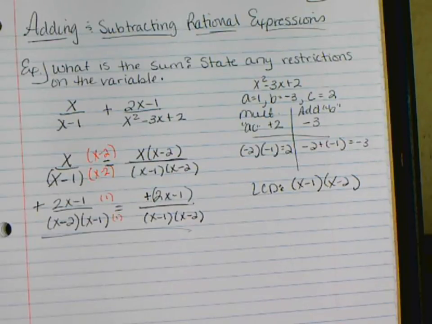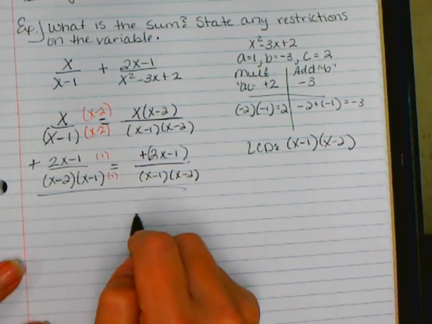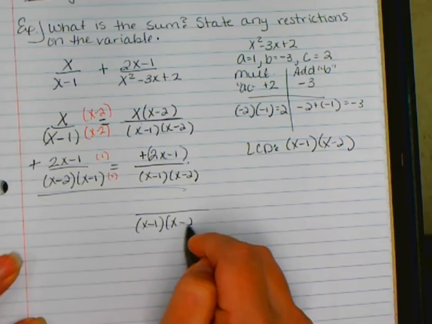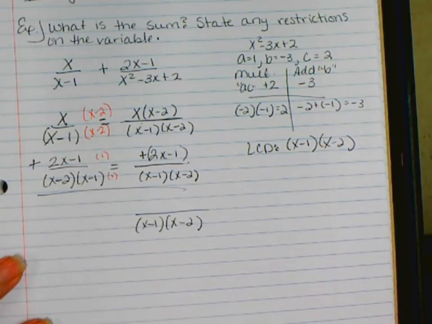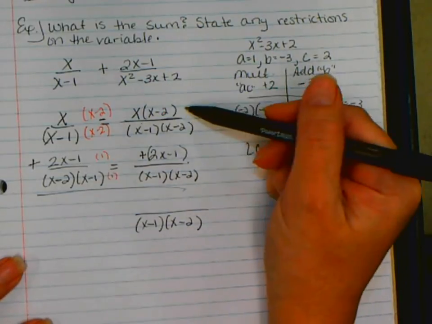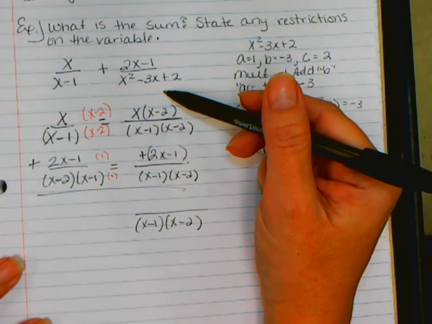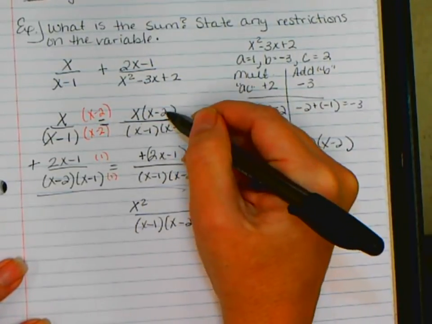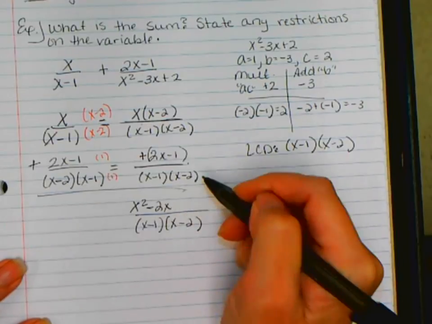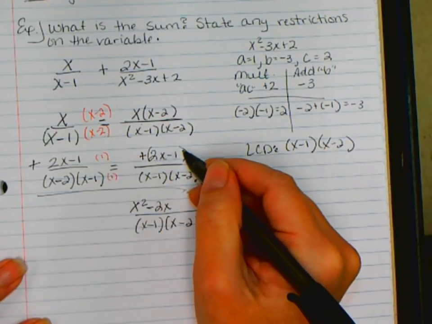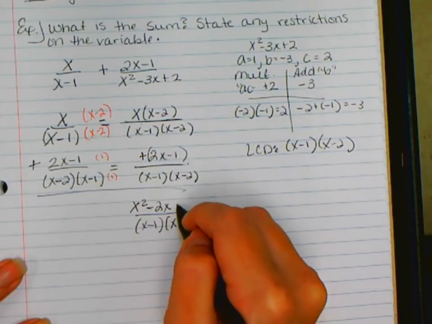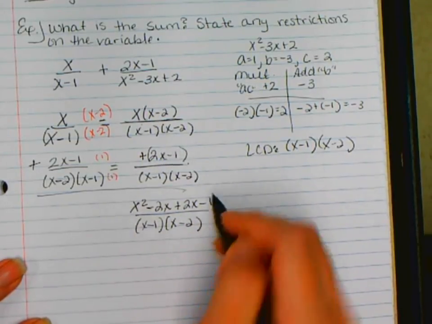So remember, when you add and subtract fractions, you don't add and subtract the denominator, you just bring those down. My numerator, I could either bring it down like it is, or I could go ahead and multiply it out. I'll just go ahead and multiply it. So x times x is x squared. X times negative 2 is negative 2x. And then I'm adding 2x minus 1, and I don't really need that parentheses there because I'm just adding it, so just plus 2x minus 1.